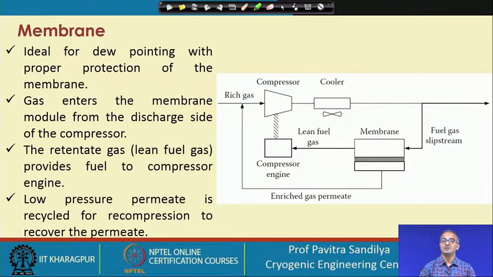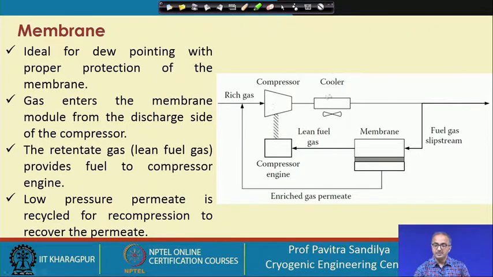Next, we have the membrane separation. We learnt earlier in detail about membrane separation, and here we see how the membrane is used for hydrocarbon recovery. Here we have shown a very typical membrane setup. We have the rich gas, which is being compressed because, as we know, in a membrane the separation is due to a difference between the partial pressures of each of the components across the membrane. To have a higher partial pressure difference, we need to compress the gas.